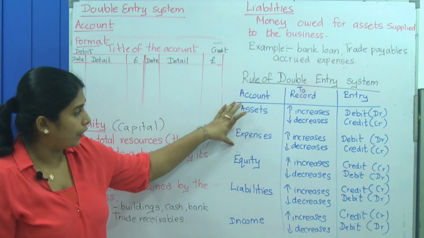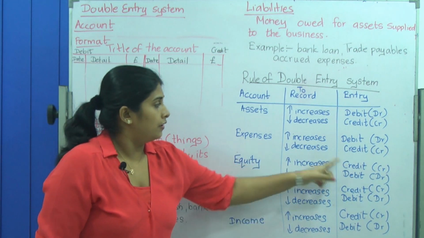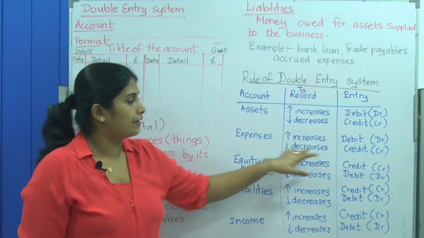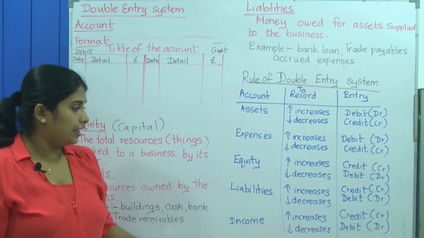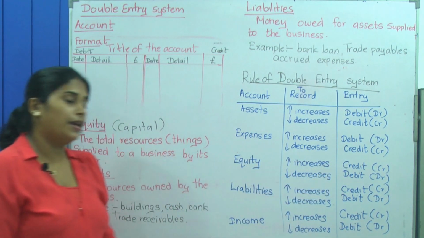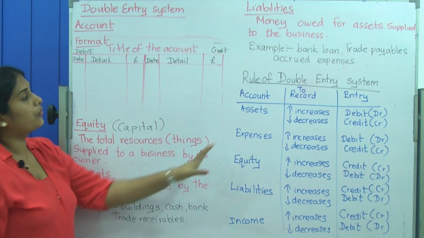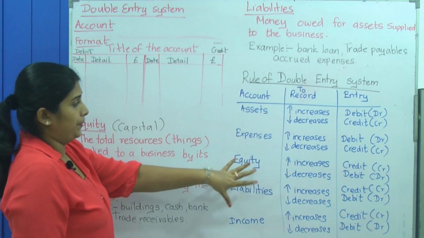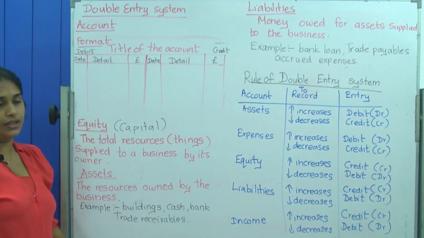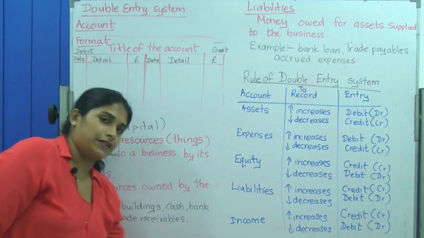Now if you memorize this one, equity, liability and income will be the opposite of assets and expenses. So assets and expenses, when they increase, debit, and when they decrease, credit. Equity, liability, income, all three, when they increase, it's the credit side of the T account, and when they decrease, it's on the debit side of the account. So before you learn how to record the transactions, you have to memorize what happens when an asset increases, which side of the account you have to record, and when equity increases, which side you should be recording. If you memorize this, it will be easy for you to record the transactions.